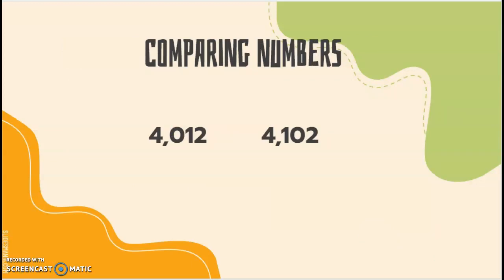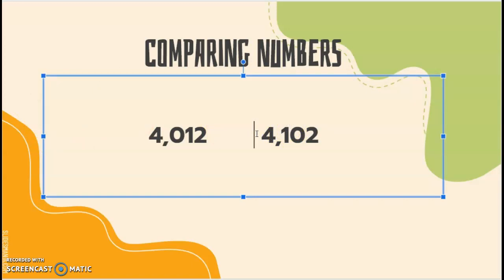We also know that at the beginning of the year, we studied comparing numbers, and we use our less than, greater than, or equal to symbols to determine if a number is greater or less than the other number based on place value. So here we have the number 4012, and we have the number 4102. We know that the fours in the thousands place both have a value of 4,000, and that they are the same.